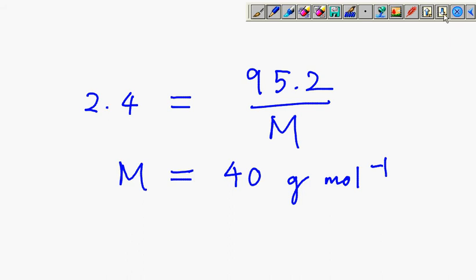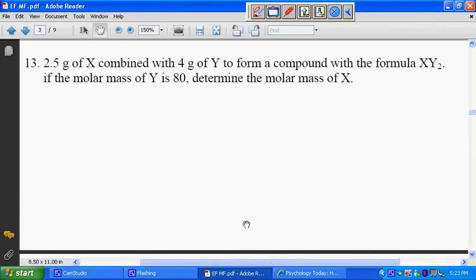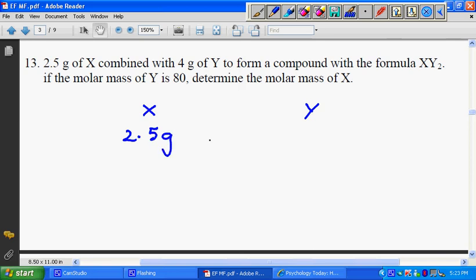So let's go to another question. 2.5 gram of X combined with 4 gram of Y to form a compound with the formula XY2. If the molar mass of Y is 80, determine the molar mass of X. Now the same thing, let's gather the information. The information is X, Y, here 2.5 gram, and here 4 gram. Alright, and the formula given is XY2, indicating the ratio of 1 to 2. But we need to find the number of mole first.